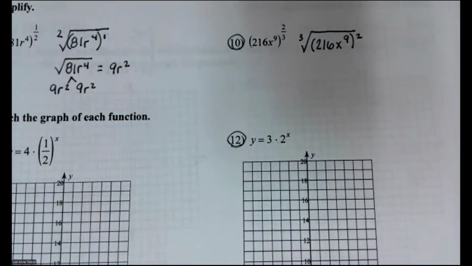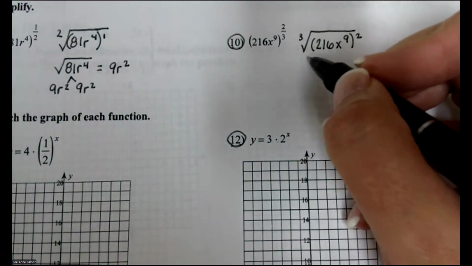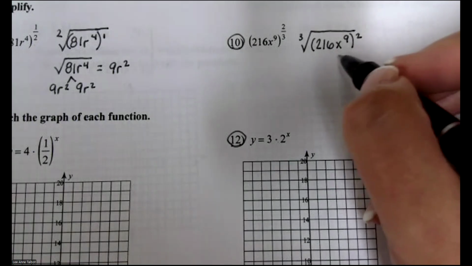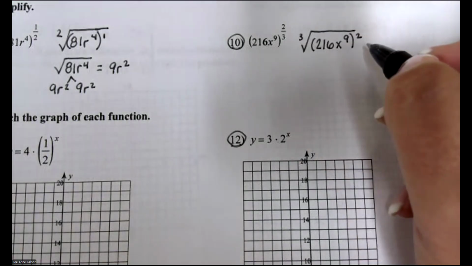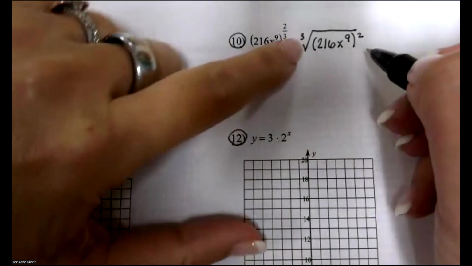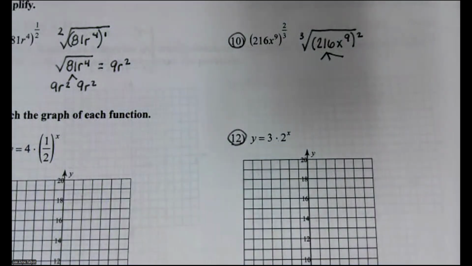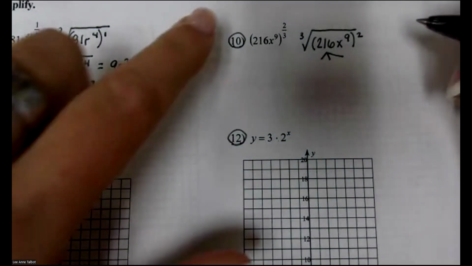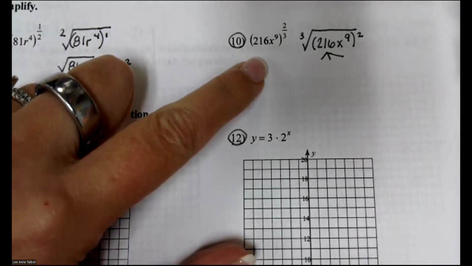Okay, so I put the 3 on the outside, root, whatever's in parentheses goes in parentheses, and then the numerator is the power. Okay, I'm going to do the cube root of this first, so I make 3 branches off, like a little duck foot. Okay, what times what times what is 216?